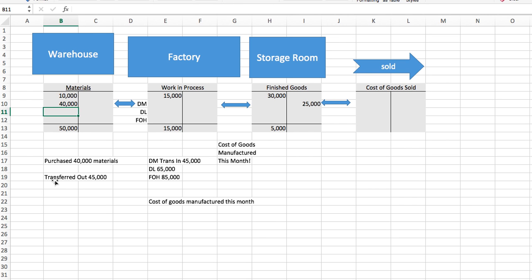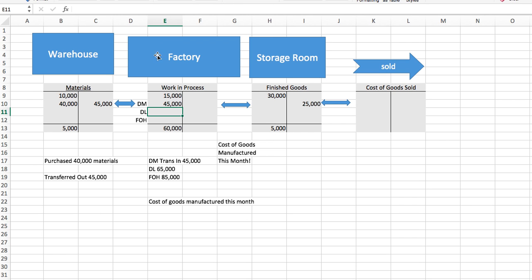Then I'm going to give you this information. Materials transferred out to the factory are $45,000 worth of materials. So I'm going to type that in, and you'll see that the ending balance of materials would be $5,000. And so when you transfer out materials from the warehouse, then you would actually debit work in process for that amount, $45,000 for those direct materials, and you would credit your materials account.